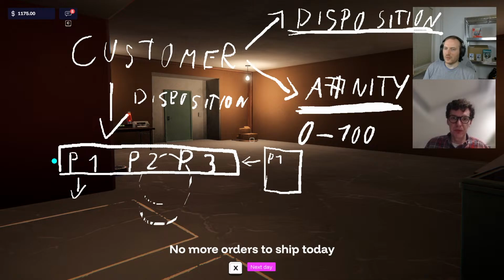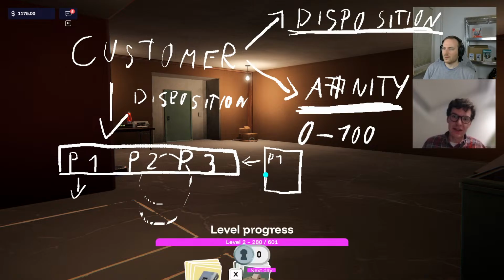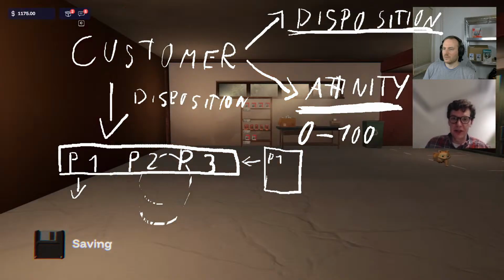Okay, so the idea being that the more items that you get in your store, the more likely that they can get through the first items in their list of things that they want. Yeah. Okay, great.